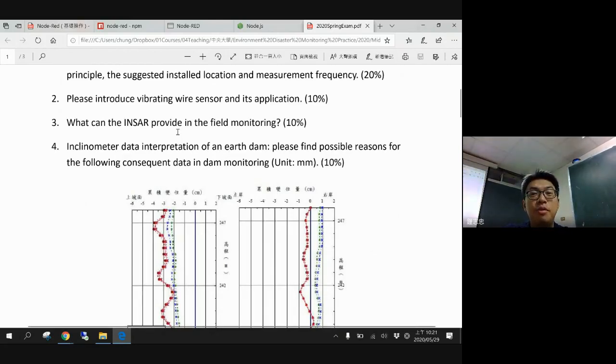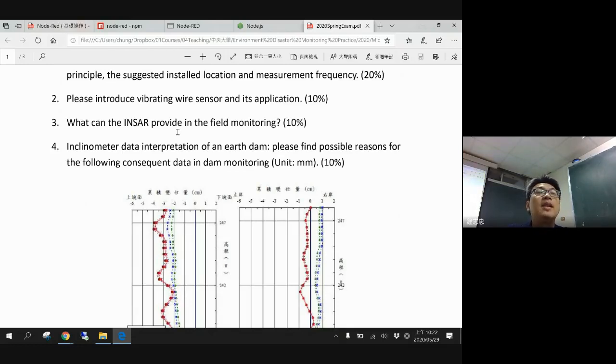Okay, and please introduce the vibrating wire sensor and its application. I think most of you gave a very good introduction of the vibrating wire sensor, but some of you misunderstood it, thinking the vibrating wire just uses the natural frequency, affected maybe by the displacement or the strength, as a vibration sensor. Okay, this is different. The vibrating wire sensor can be used as a strain gauge, so you can measure the displacement, the pressure, and anything else. Most sensors can be used with the vibrating wire sensor.